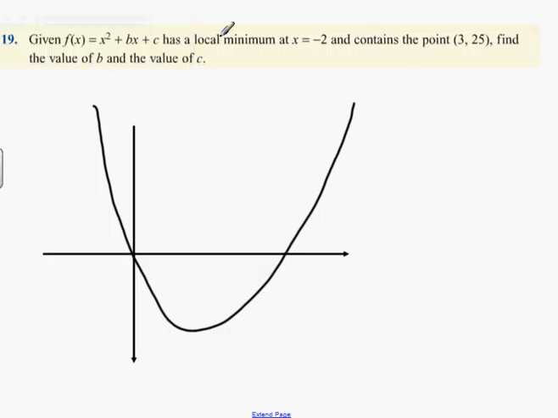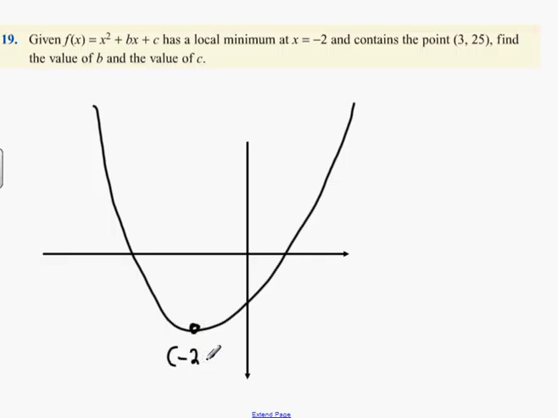So we know that this is a u-shaped function because of the x squared being u-shaped, okay? It has a minimum at x equals minus 2. So what we can do there is we just move this along here, and now we know that it has a minimum value at minus 2. Okay, minus 2 something.